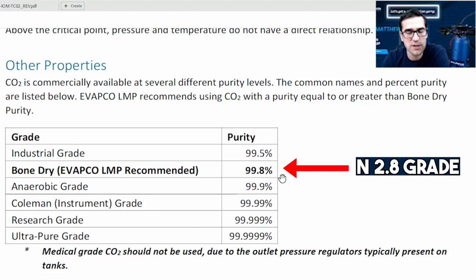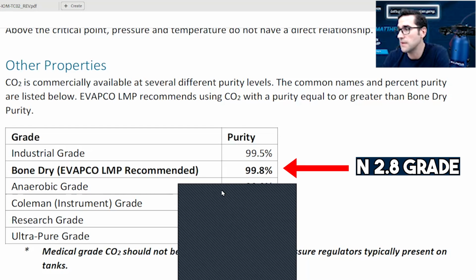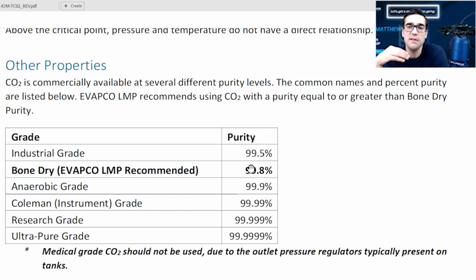I'm not sure just yet what the N means. So if any of you on the call here knows what the N is, please share that with me. But this would be N2.8. Okay, this Bone Dry, that's what Vapco LMP recommends. That's what Arneg Systems recommends. A lot of Canadian companies recommend this. And I'm like, well, why do they recommend this? And I talked to somebody in Europe.